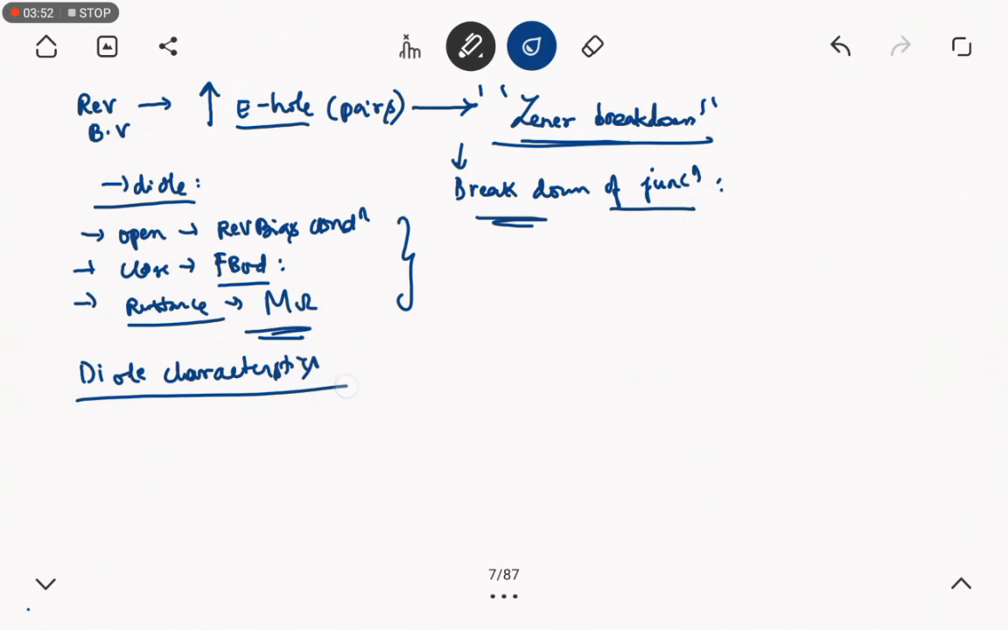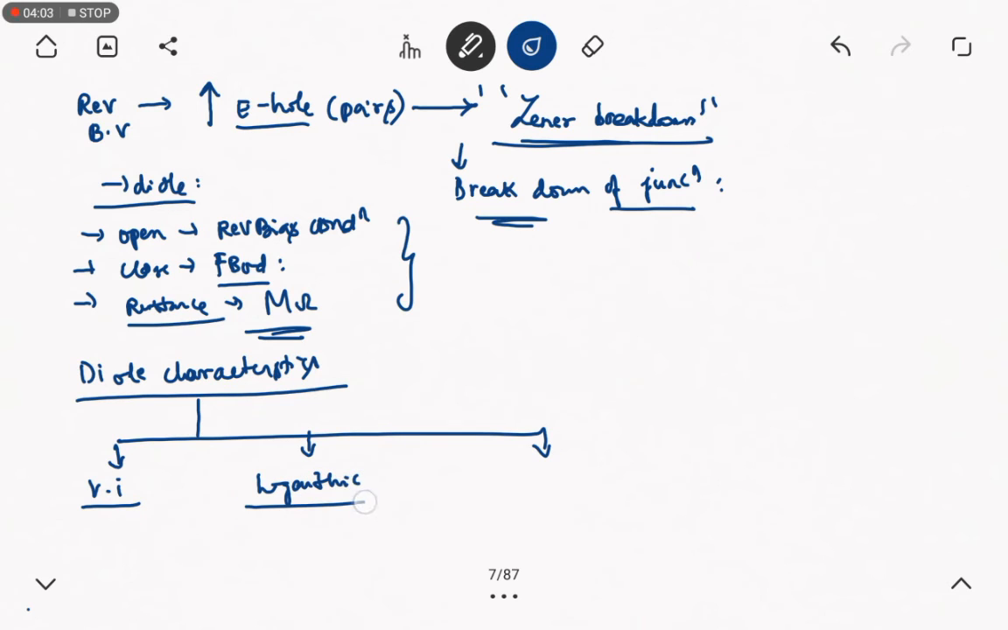As I told in the beginning, there are three types of characteristics. One is voltage current characteristics, another one is logarithmic characteristics, and the third one is piecewise linear characteristics. We shall take up one by one. First I will be moving on to VI characteristics. What exactly are these VI characteristics?